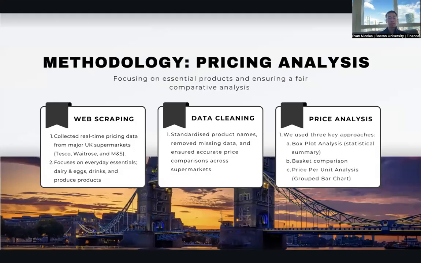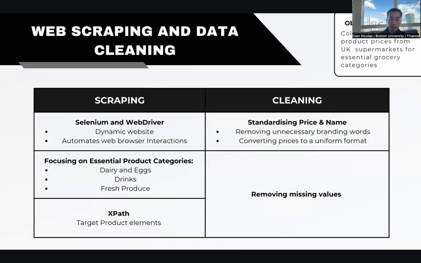Moving on to the first part, to do pricing analysis, we had to scrape products and prices across three supermarkets. We decided to focus on essential products such as dairy, drinks, and fresh produce. After scraping the data, we cleaned it so we could compare the products later on when we move on to comparing the products along with their prices in our price analysis.